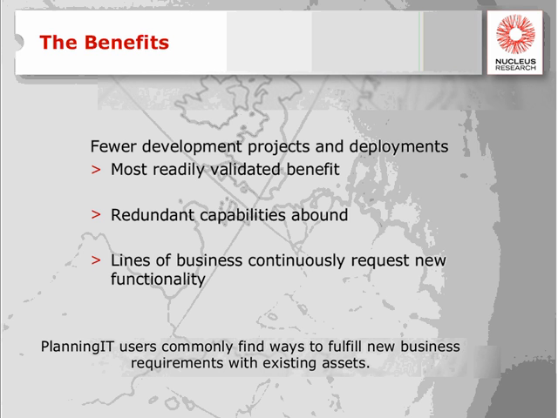It turns out that redundant capabilities do abound out there on the enterprise. When companies deploy planning IT and put all the information about their enterprise architecture, they find those redundant capabilities. And the important thing is that when a new business requirement or request comes in from the line of business, planning IT users are far more able to find an existing asset to fulfill that business need rather than create a new one. The takeaway here being planning IT users commonly find ways to fulfill new business requirements with existing assets, and that saves companies a significant amount of money, I found.